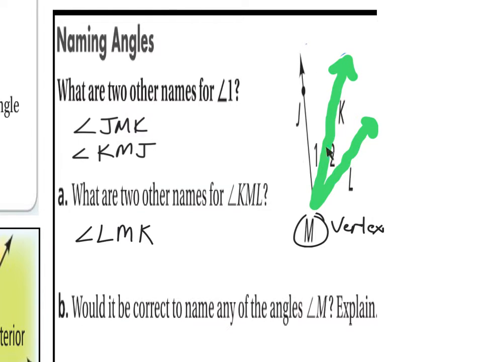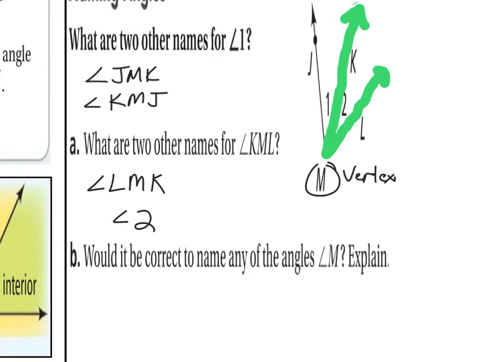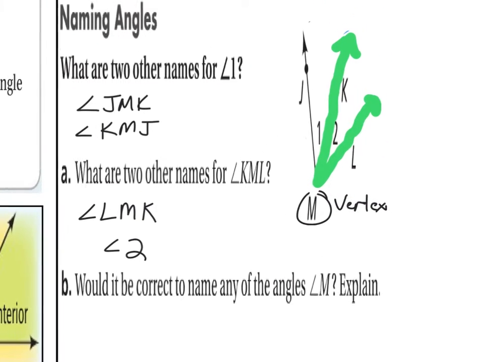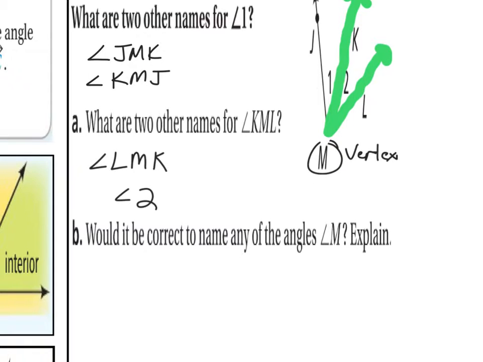The only other way I can name it is with this number here. We're going to say this is angle 2. Okay, angle 2. So as we look at this, again, there's a couple different ways you can name things. Letter B says, would it be correct to name any of these angles angle M? And the answer for that is no.